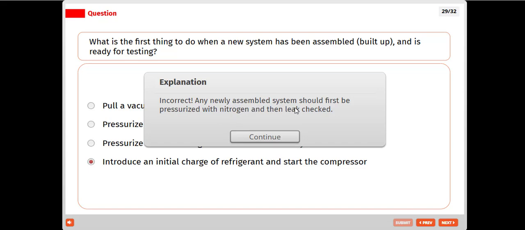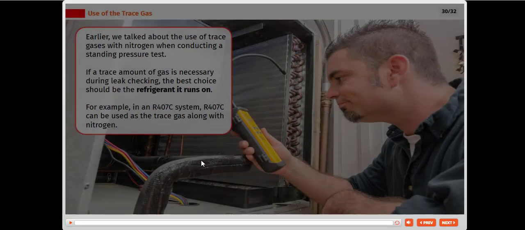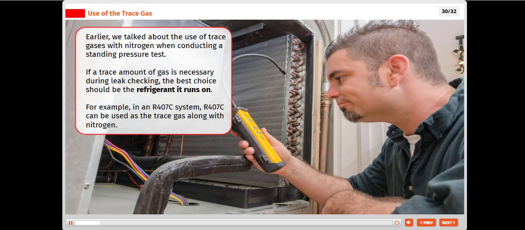Any newly assembled system should first be pressurized with nitrogen and then leak checked. Earlier, we talked about the use of trace gases with nitrogen when conducting a standing pressure test. If a trace amount of gas is necessary during leak checking, the best choice is the refrigerant the system runs on. For example, in an R407C system, R407C can be used as the trace gas along with nitrogen.